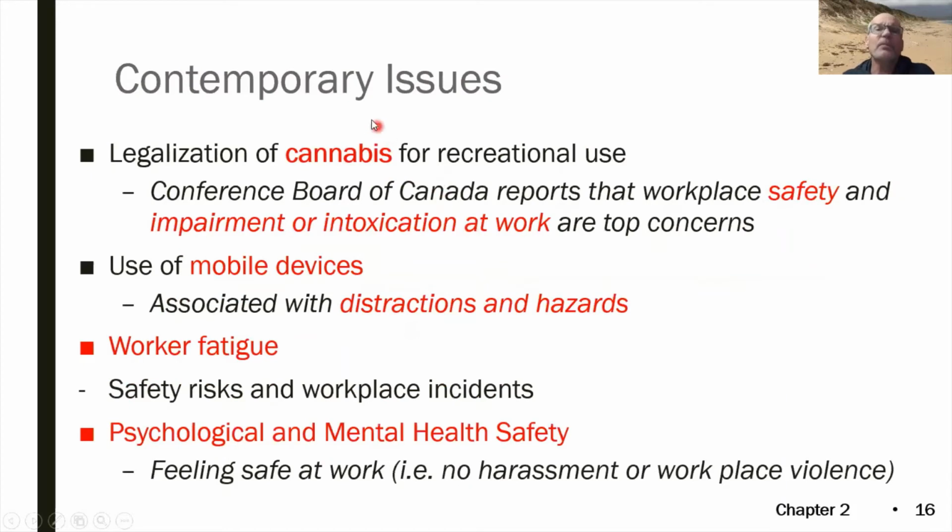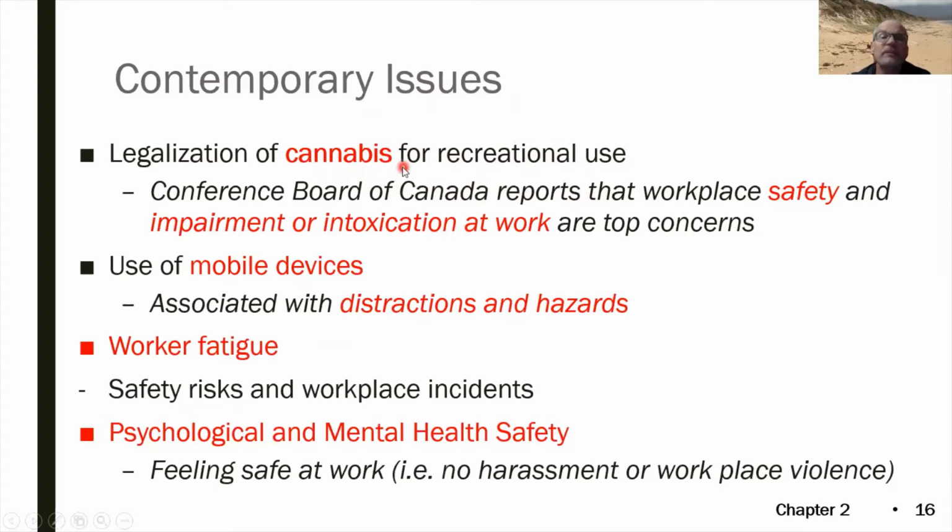Okay, a couple of contemporary issues then. What's sort of hot in health and safety is, first of all, the legalization of cannabis for recreational use. It's legal, but like alcohol, there are potential problems with people being impaired on the job or hungover from cannabis, that sort of thing, right?